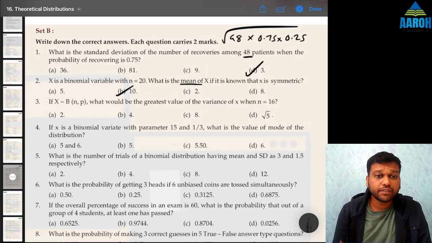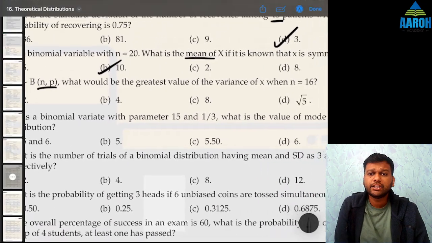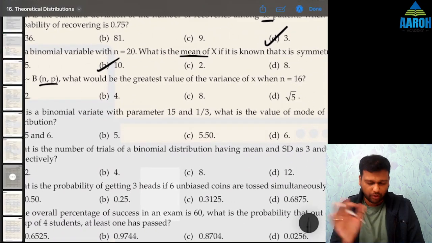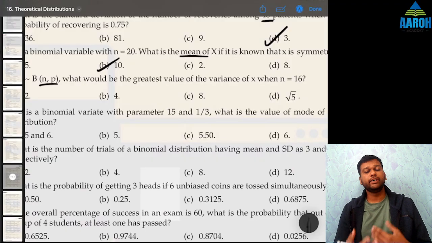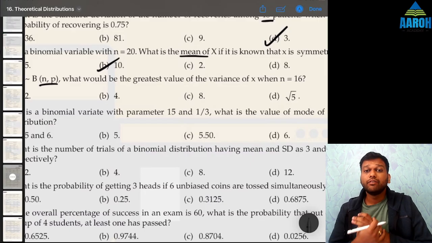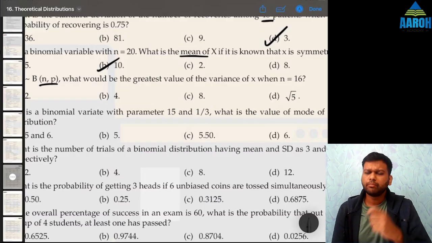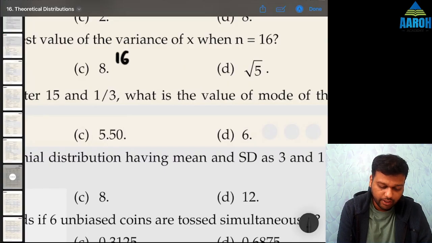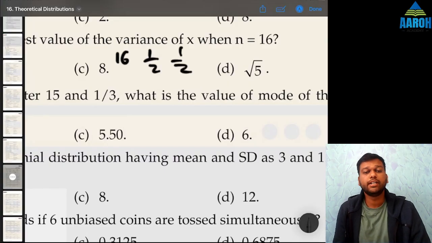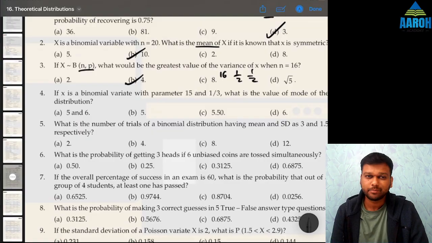Third, if x follows a binomial distribution with parameters n and p, what would be the greatest value of the variance of x when n is equal to 16? If you know this property, it will be simpler to solve: the variance of a binomial distribution is highest when it is symmetric. If it is symmetric, that means p, the probability of success, is half. Variance is n into p into q. So 16 into half into half, so 4 will be the answer for variance, which is option B.